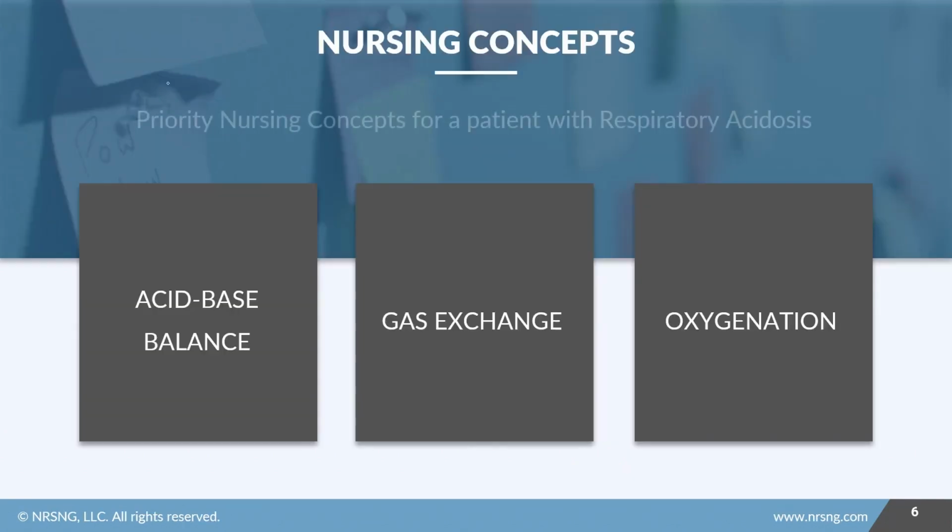And make sure you're doing detailed assessments so that you know how to actually fix the problem. Priority nursing concepts for a patient with respiratory acidosis will be, of course, acid-base balance, also gas exchange and oxygenation. Remember, the whole process of exchanging carbon dioxide for oxygen occurs in the lungs. So if we aren't getting CO2 out, we probably aren't getting much oxygen in either.